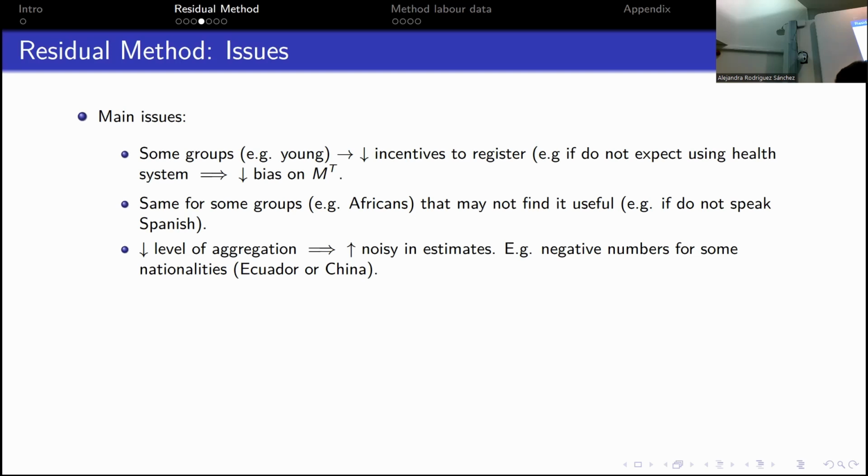And then the third problem is the level of aggregation. As I said, you can disaggregate by sex, by gender, by nationality, but the truth is that the lower the level of aggregation, the more noisy the estimates. And that is a bit problematic, for example, for some countries like Ecuador or China, where you get negative numbers for the estimation.